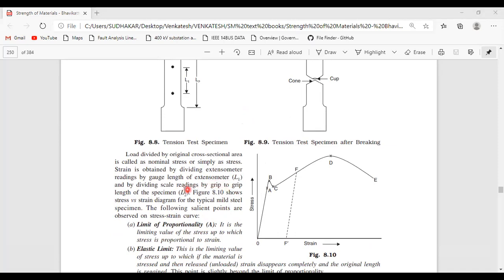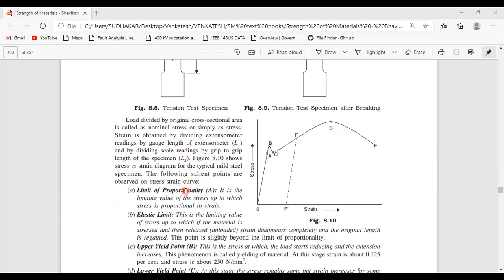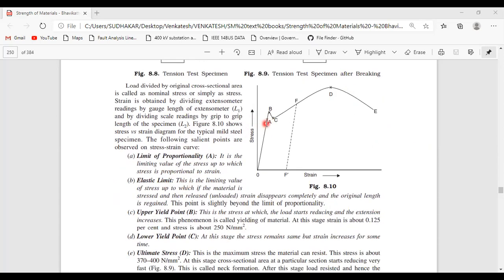And next, the gauge length. These gauge lengths are readings taken by the extensometer, which we have already discussed. It measures and produces a graph as the operation is performed, gripping the specimen and showing the stress and strain diagram of a typical metal specimen. At point A, we call it the limit of proportionality. Limit of proportionality is the limiting value of stress up to which stress is proportional to strain.